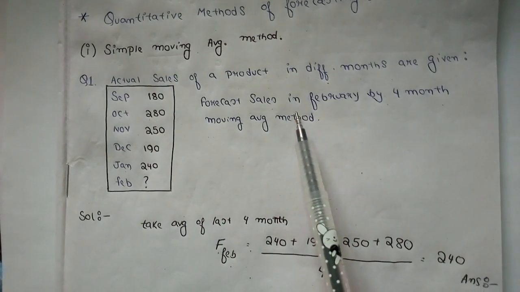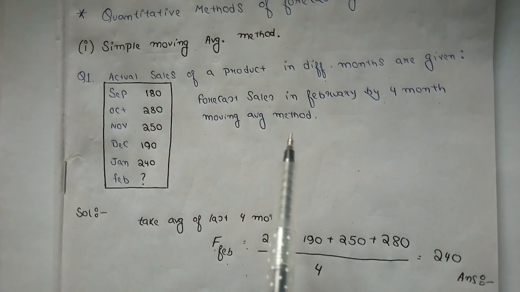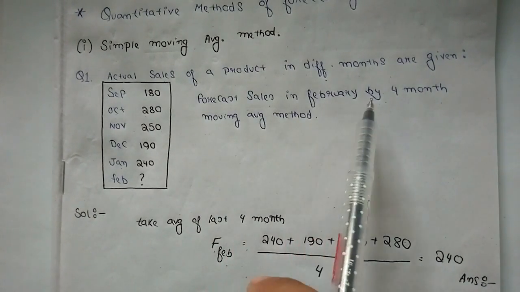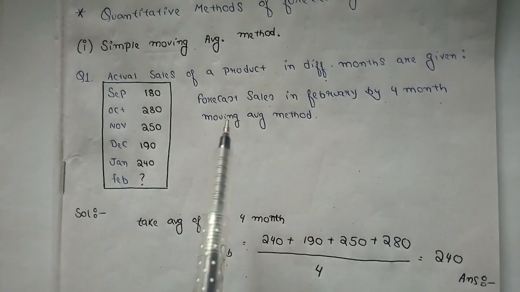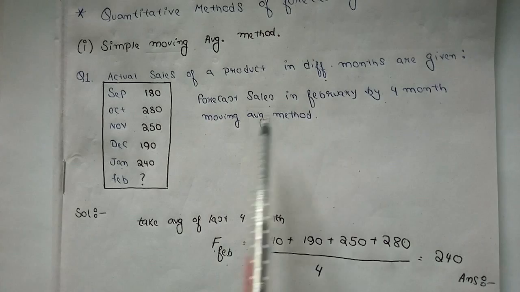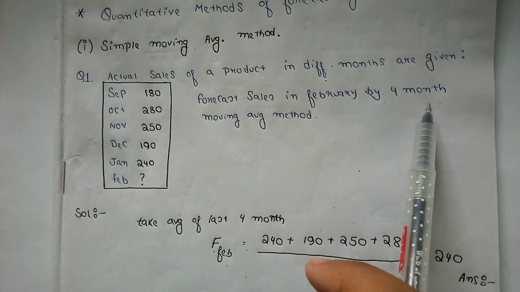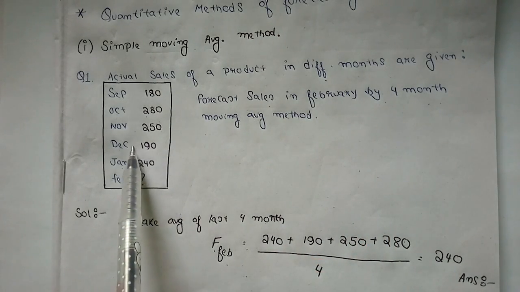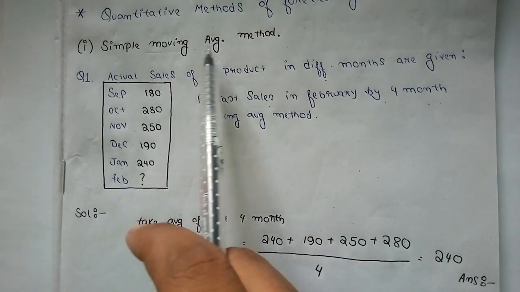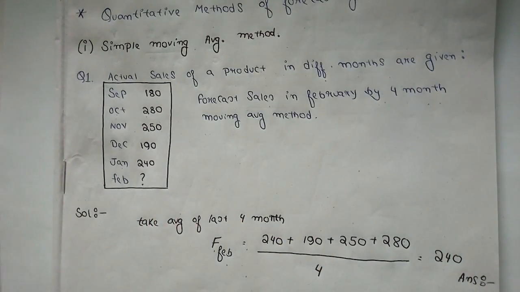Okay, if the question asks to forecast sales in February by the 3-month moving average method, in this case we will simply find the average of the last 3 months. If it is asked for the 2-month moving average method, we will simply find the average of the last 2 months. So in this way we can find the simple moving average. This is a very easy method, we already know this.